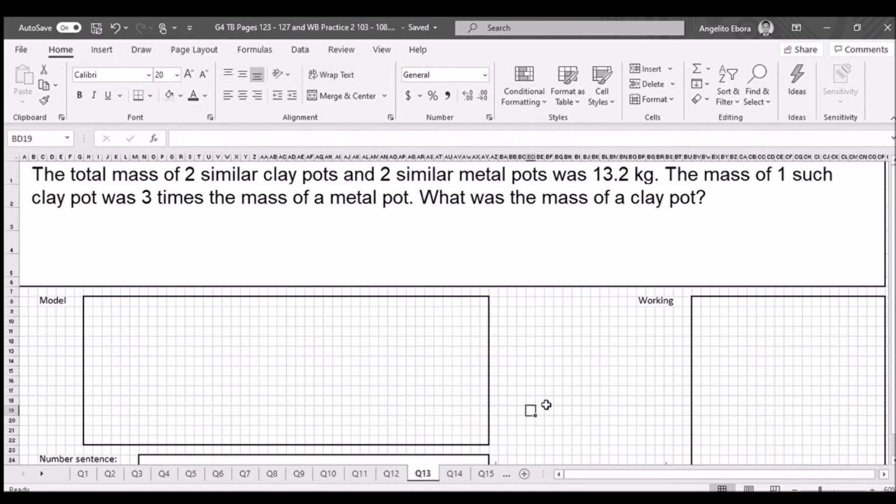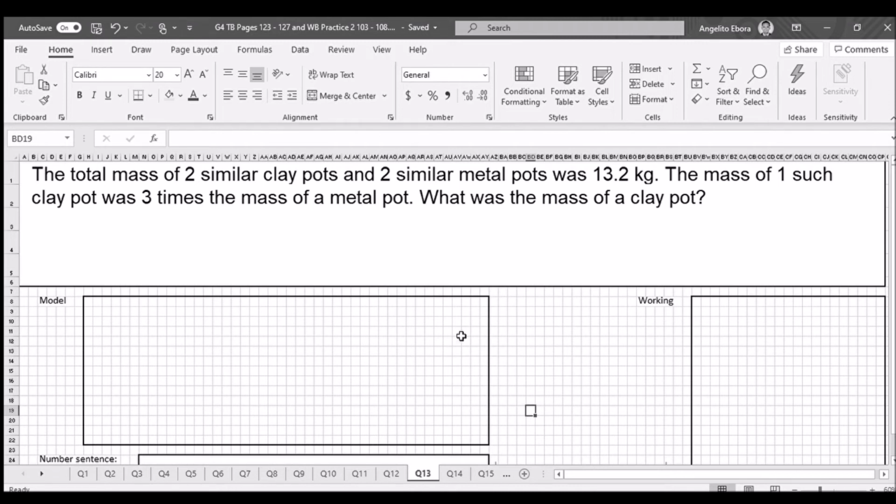Next question. So the total mass of two similar clay pots and two similar metal pots was 13.2 kilograms. The mass of one such clay pot was 3 times the mass of a metal pot. So what was the mass of a clay pot?